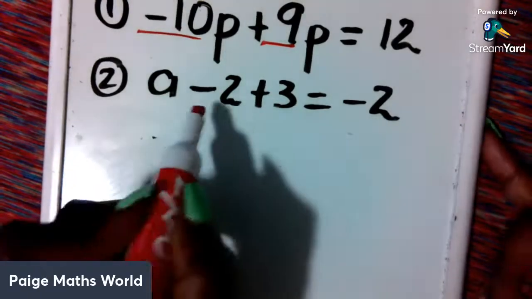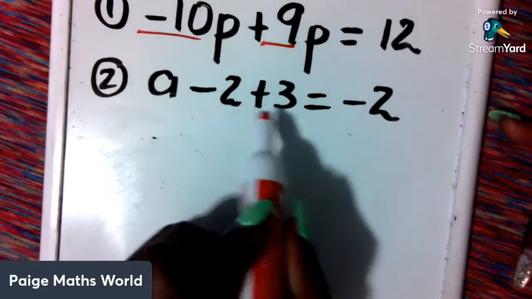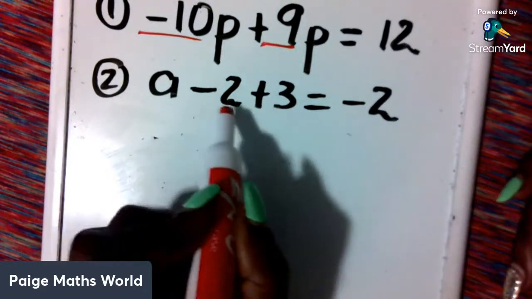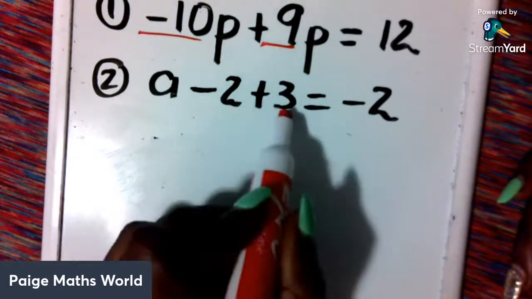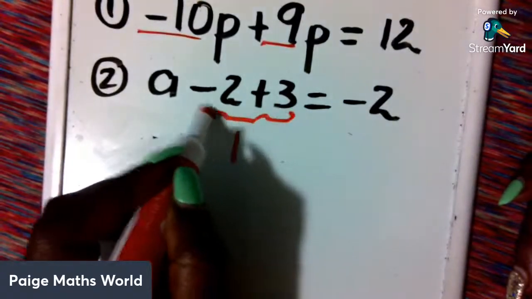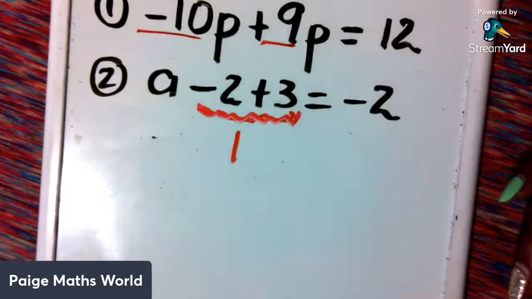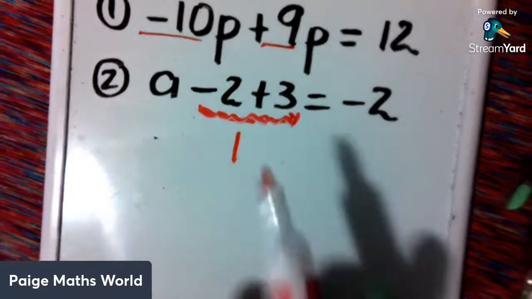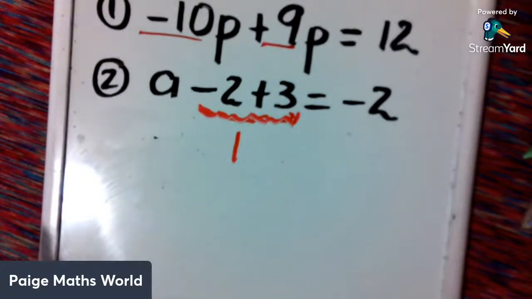For number 2, we owe $2. We have $3. Again, we owe 2. We have 3. Negative 2 plus 3 gives us 1. Everybody saw how I got 1 right there? You owe $2, you have $3. When you pay that person their $2, you're still going to have $1 in your pocket.